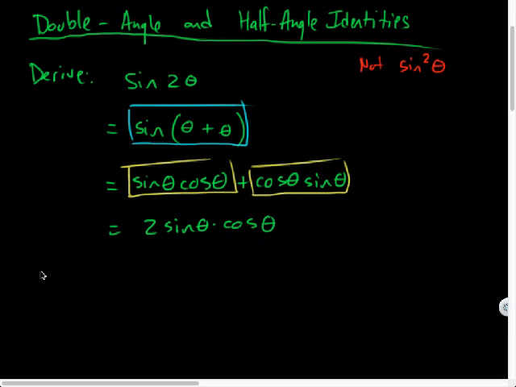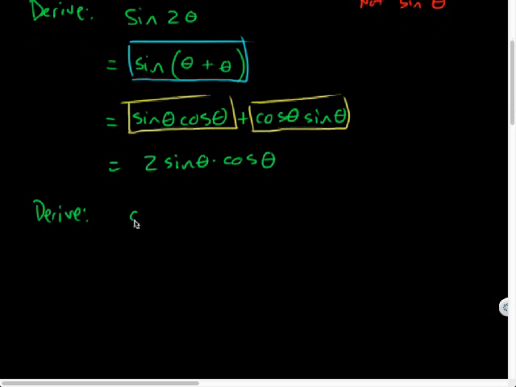While we're at it, let's derive another one, just because we're on a roll here. I'm not going to derive all of them today, but it's worth seeing some of these. Cos 2 theta. How do you think we could do this one? It's the same as cosine of theta plus theta. What do we know? Good news, everyone.